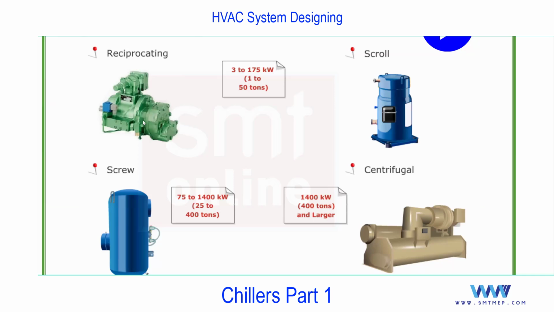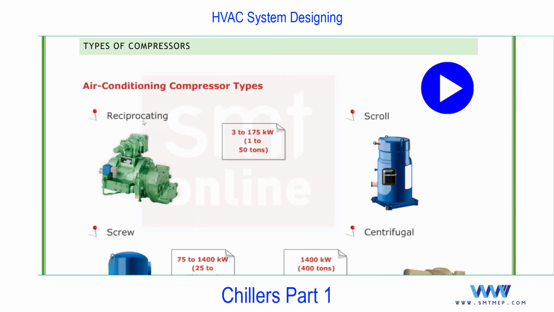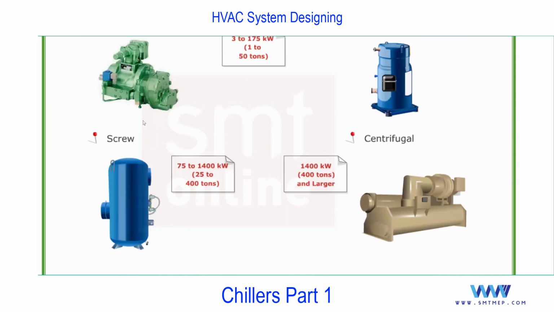Okay, so we have some advantage and disadvantage of different compressors. But if you talk about the capacity, first you see here reciprocating compressor or scroll compressor, the capacity is up to 50 TR, starting from 1 TR to 50 TR. Next, for screw, up to 400 TR. But if you talk about centrifugal, you see 400 ton and more.